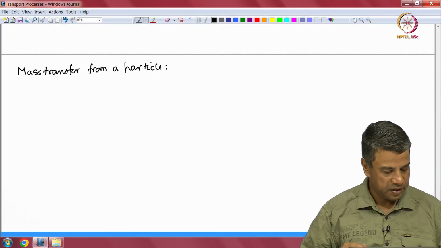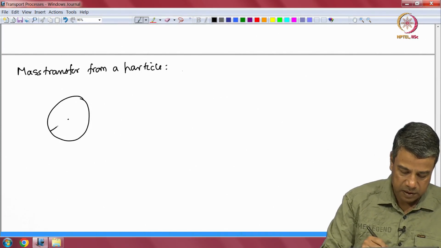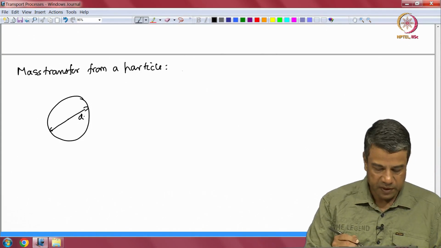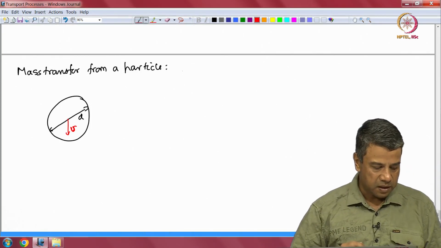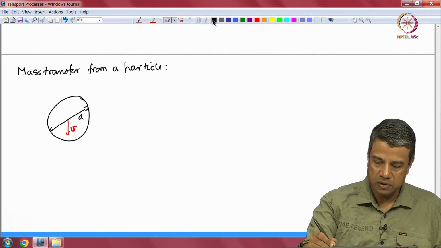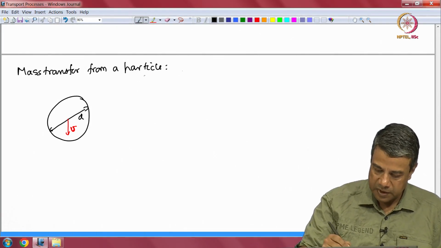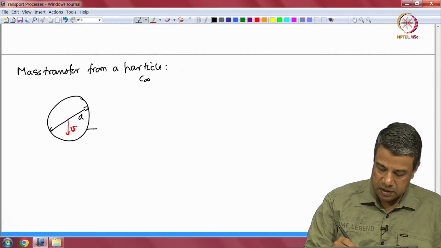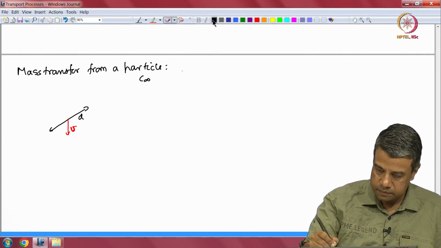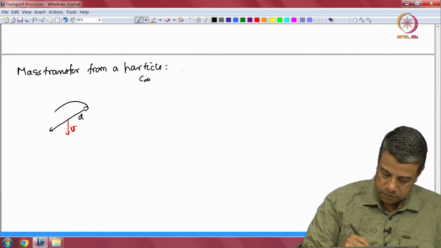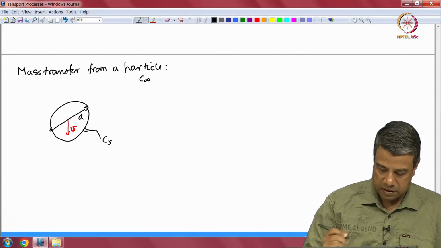I will assume that we have a particle of diameter d, moving with some velocity v in some direction, and let us assume it is a solute particle, and the solute concentration far from the particle is C infinity, and the solute concentration at the surface of the particle, I will call it Cs.